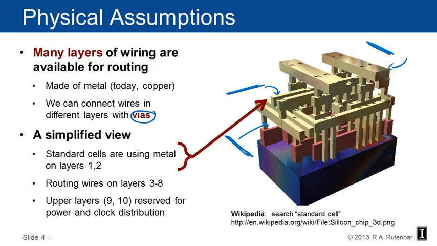The routing of the wires that would be connecting the logic gates would be up on 3, 4, 5, 6, 7, 8, maybe even 9 and 10, depending on the particular technology. The uppermost layers of the wiring are often reserved for special things like the clocks, global signals, power distribution, things like that.